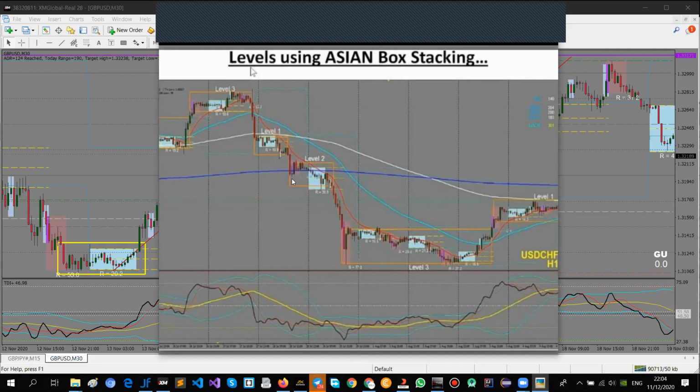So what is an Asian box? What is Asian box stacking? An Asian box is that big blue box that is formed during the Asian session. I think you can see it on the templates. You are all familiar with it by now. It is called Asian session consolidation in full, but in short, we're just going to call it the Asian box because we now know what it is. So we can also count levels using it. So how do we do it?